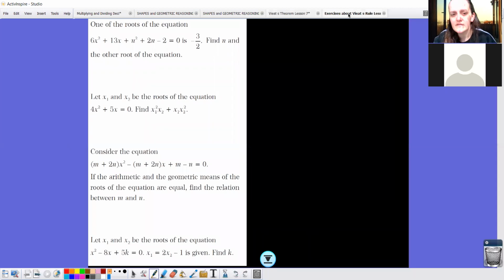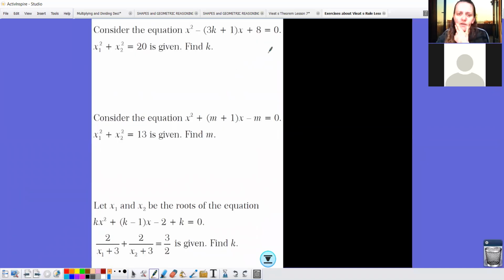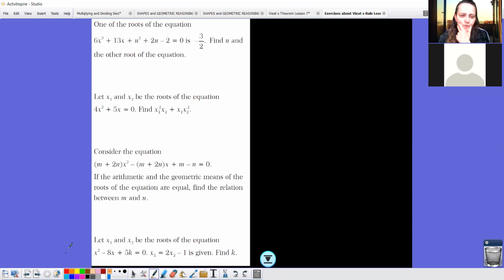Here, let's see, we have some more exercises about Vieta's theorem. I will not solve all of them, okay? You will choose which one you want me to solve, and then we will continue with another part of the quadratics.